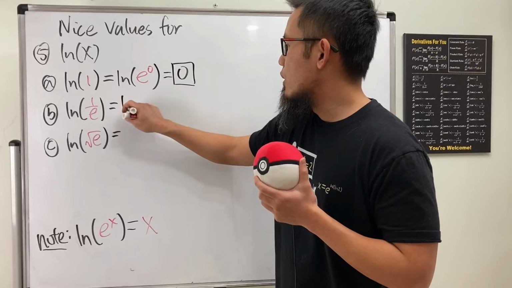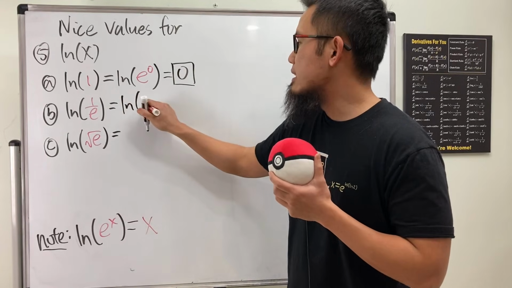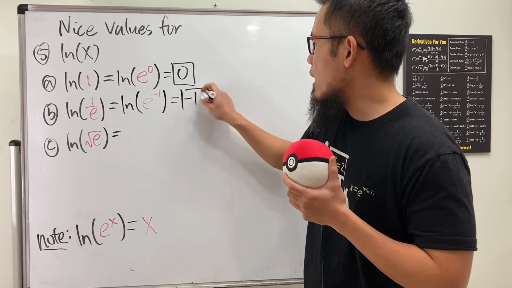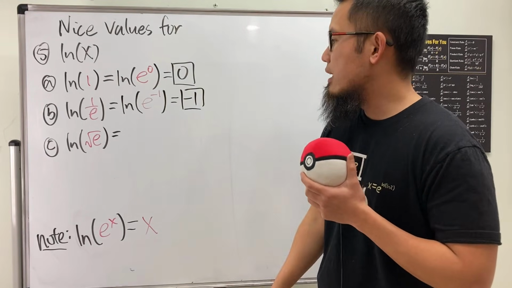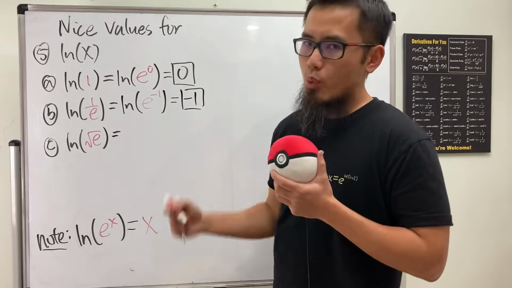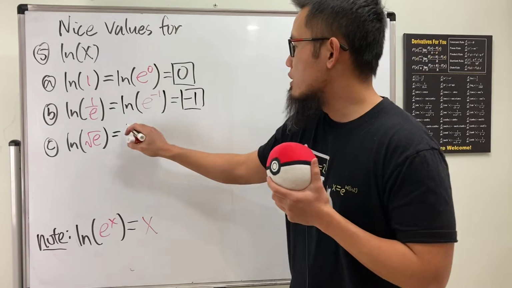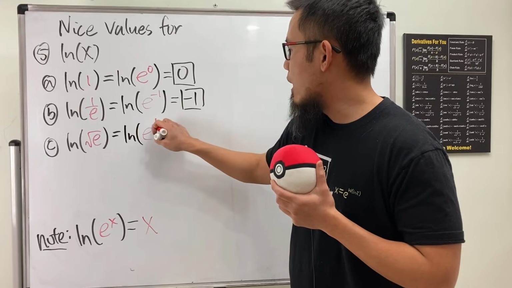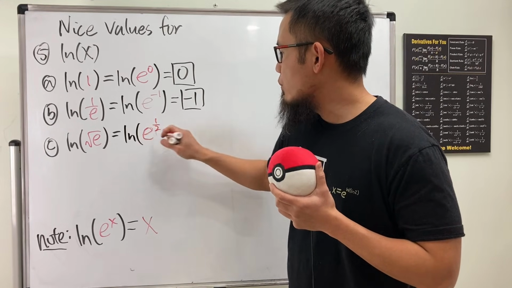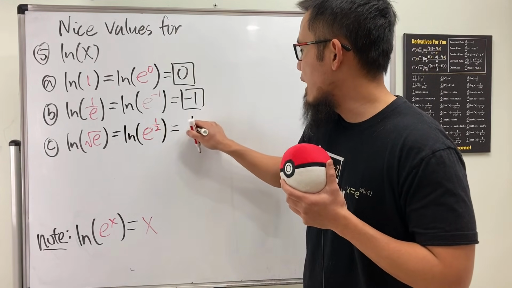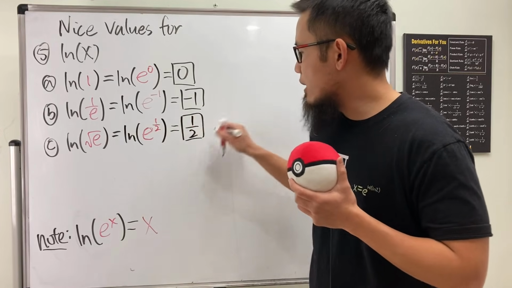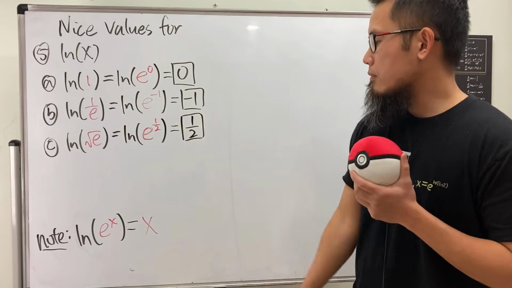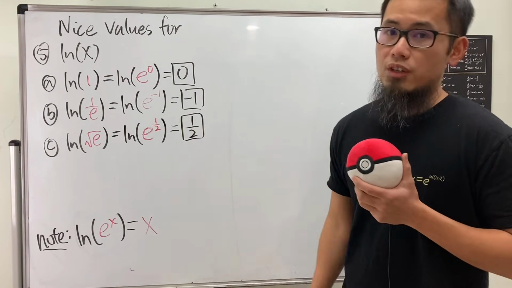Second one, we can look at 1/e as e to the -1 power. And you see the answer is just going to be -1, right? Very nice. And then the third one, the square root, it's the same as 1/2 power. So we can look at this as ln of e to the 1/2 power. And when we do that, we can see the answer is just 1/2. So again, we use that property to help us compute the nice values for natural log functions.